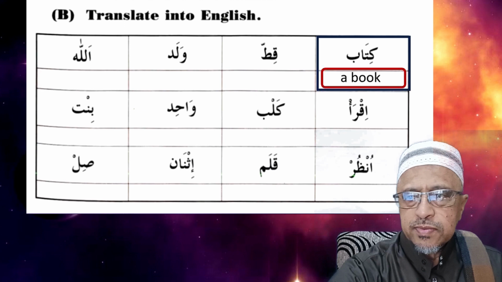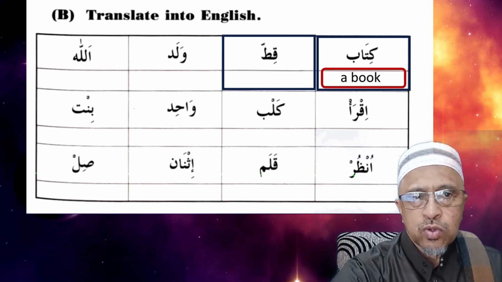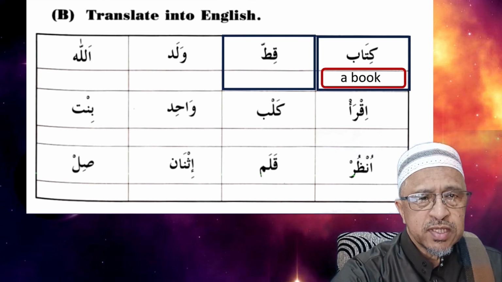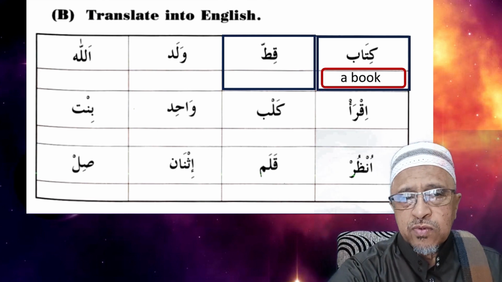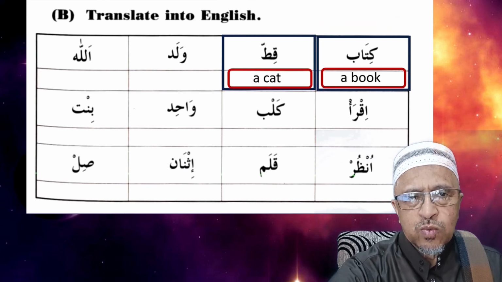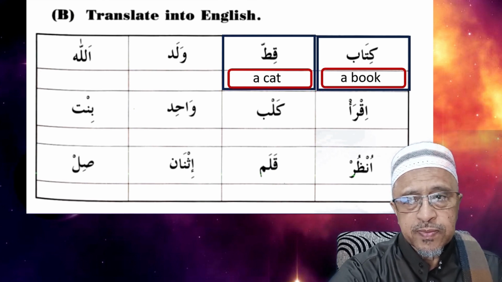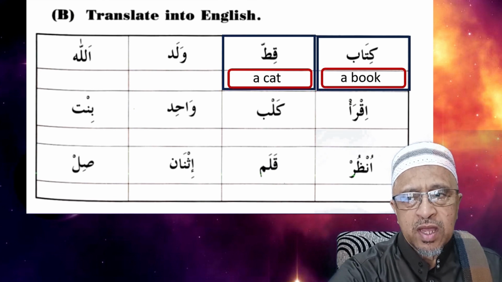Let's move on. Second word, qit. Qit or qitta, as we said. What is that again? Of course, it's a cat. And once again, as soon as we see a cat, then we know we can add the in Arabic. So we can say qittun. First one was kitabun. Now we have qittun.